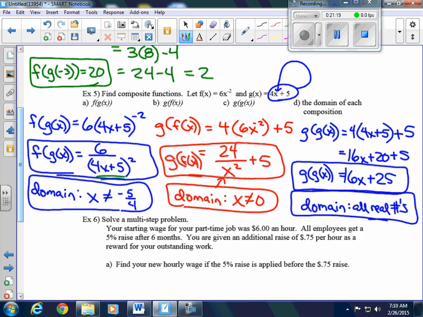Remember, whatever one is on the inside, we're going to take that and plug it into the one on the outside. So if it's f of g of x, I'm taking the g of x function and plugging it into the x of the f function. In B, it's g of f of x, so I'm going to take the entire f of x function and plug it in for x in the g function. In C, I took the g of x and plugged it back into the g function for x.